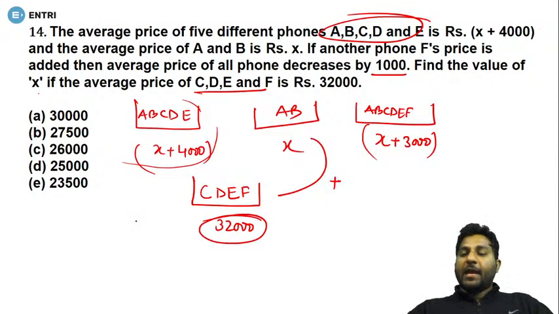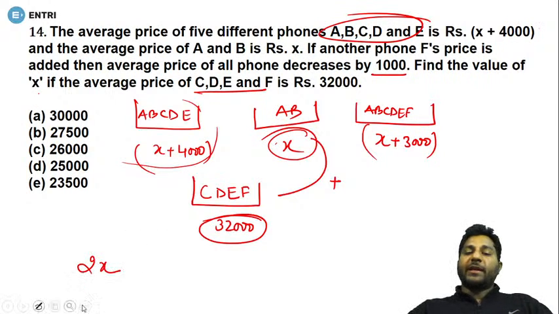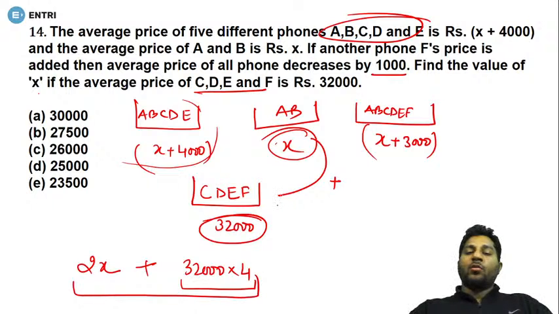Okay, now let me give you the answer. This value will be multiplied with 2 to make it total value, plus this value will be multiplied with 4 to make it total, and that makes the whole six phones value. So the whole 6 phones value will be equal to 6 into X plus 3,000.